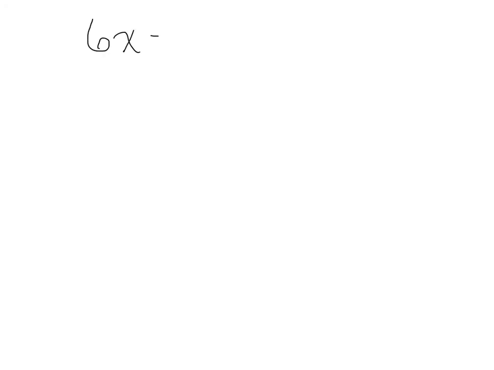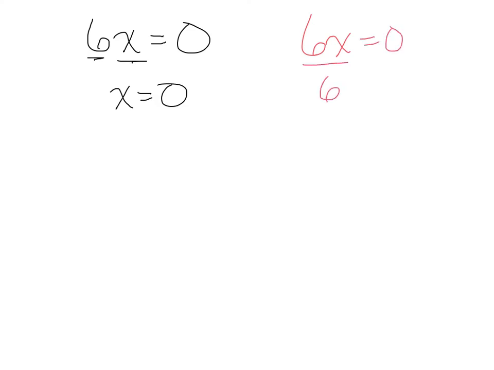6x equals 0. Now, some of you might think, oh, there's no solution, but there is a solution. 6 times some number is equal to 0. What number would that be? That number is 0. Another way you can look at this is if we have that 6x equals 0, well, normally we would be dividing by 6 to get rid of that 6. 0 divided by 6 is 0.